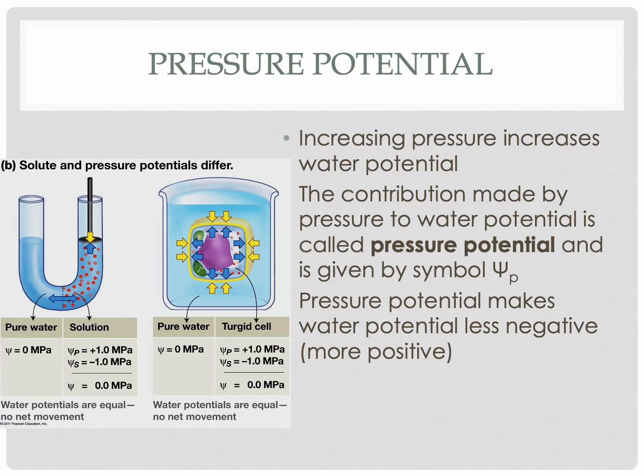Pressure potential. Increasing pressure increases water potential. The contribution made by pressure to water potential is called pressure potential, and it's given the symbol psi with a little subscript p, meaning you're measuring the water potential due to pressure. Pressure potential makes water potential less negative, meaning more positive.